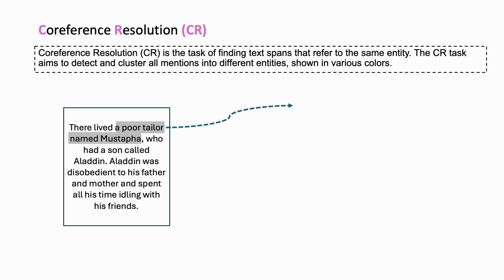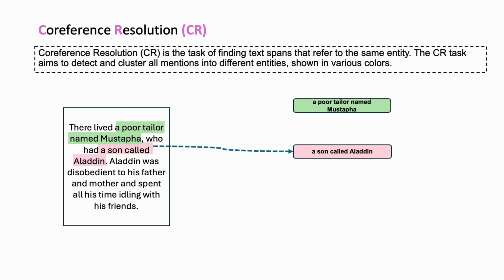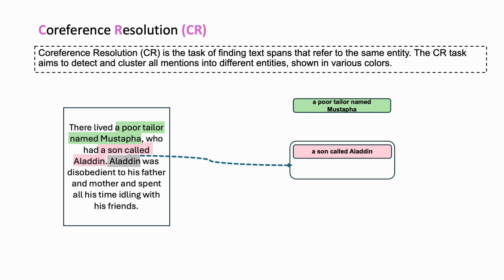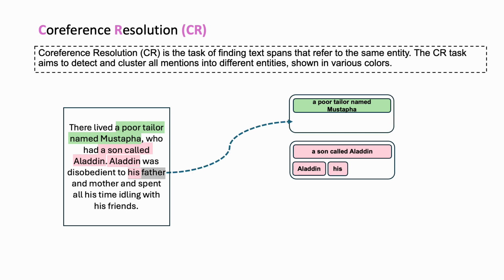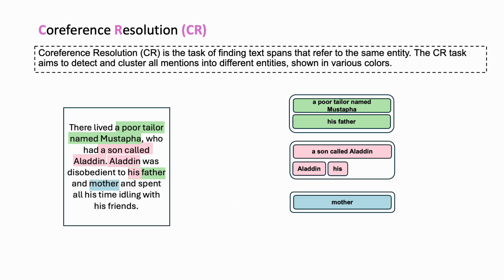We shall begin our discussion about major entity identification by defining and understanding coreference resolution. Coreference resolution is the task of finding text spans within a document that refer to the same entity. The CR task aims to detect and cluster all mentions into different entities shown in various colors. Note that CR produces clusters that are unlabeled and need to be explicitly mapped to entities or entity names if we require the mentions of certain entity.